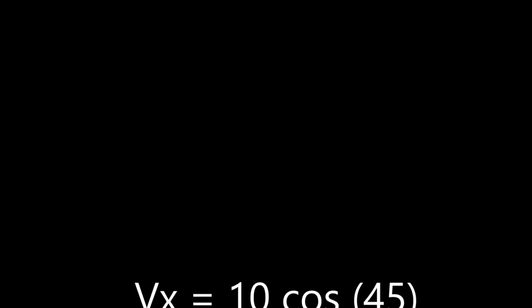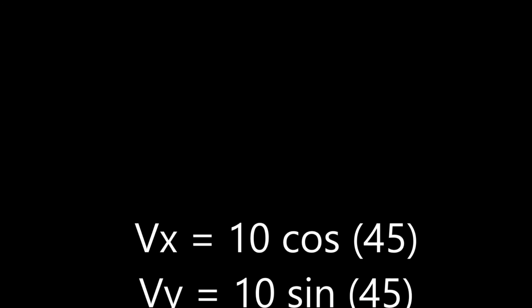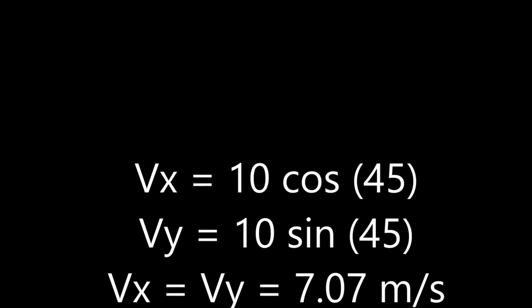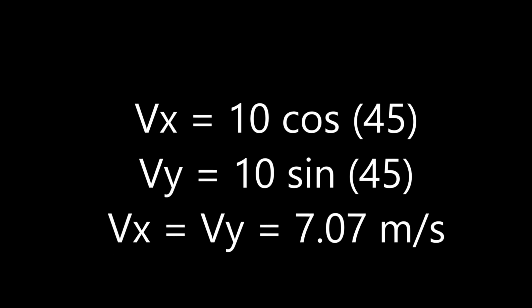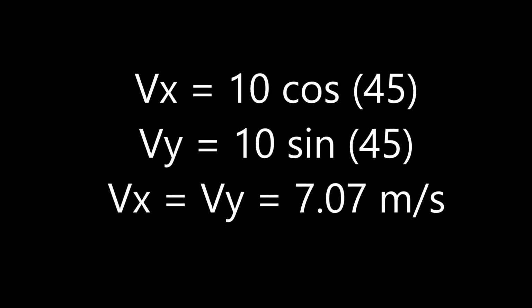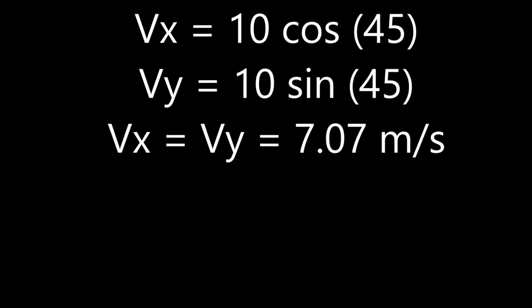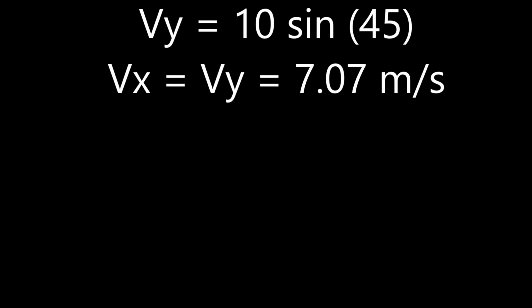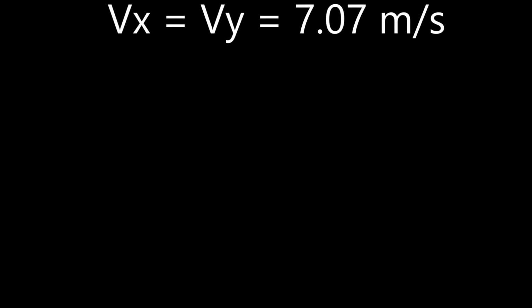So now, knowing v initial and the angle, we can easily find our velocity in the x direction and the y direction. For the x direction, we're going to do 10 cosine 45. That's going to give us 7.07. In the y direction, we could do 10 sine of 45. But as you may remember from trig, at a 45-degree angle, cosine and sine are the same thing. So we know that v in the x direction and v in the y direction are the same, and they're both 7.07 meters per second.